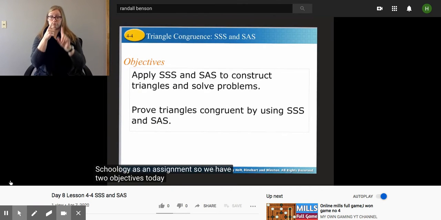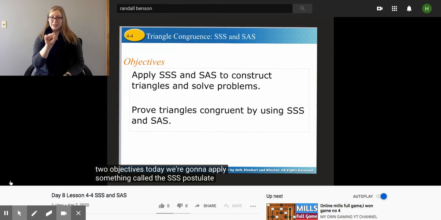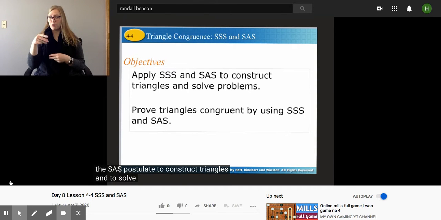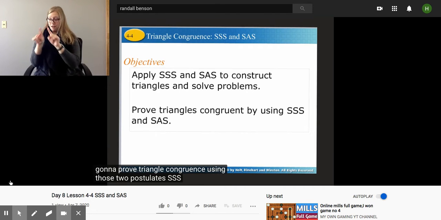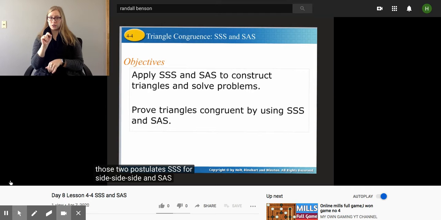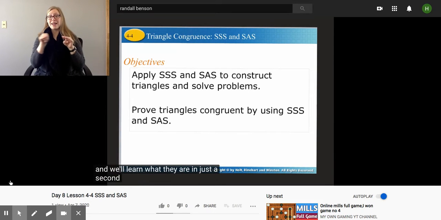So we have two objectives today. We're going to apply something called the SSS postulate and the SAS postulate to construct triangles and to solve problems. And then we're going to prove triangle congruence using those two postulates, SSS for side, side, side, and SAS for side, angle, side. And we'll learn what they are in just a second.